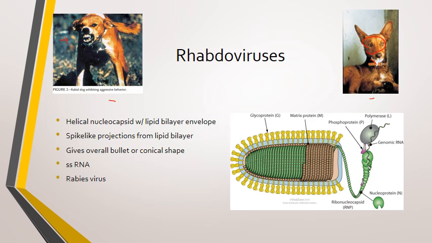But if you're talking about a bite, which is the most common means of infection, from that bite site, the virus will invade the peripheral nerve and move up the peripheral nerve to gain access to the central nervous system, moving from neuron to neuron.